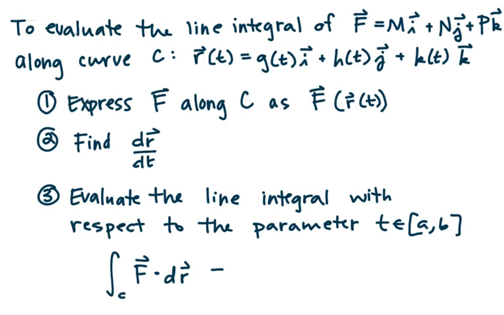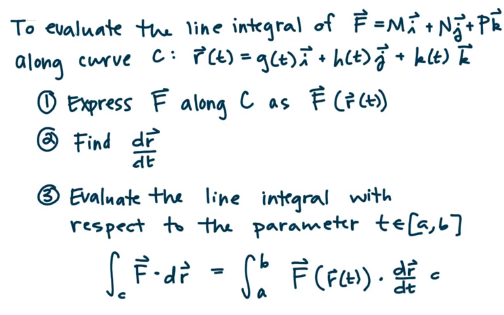So what this means is the integral from a to b of F of r of t dotted with the derivative of r with respect to t, dt. So you can see that simplification there. That's why we don't have the dt in this notation. So this is really what we're going to be doing, or rather calculating. All right, so this is our setup for our calculations. Now let's look at an example.